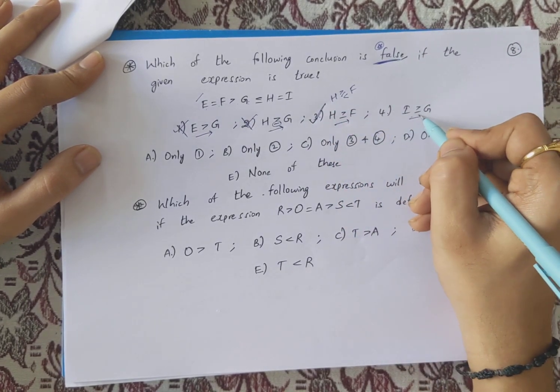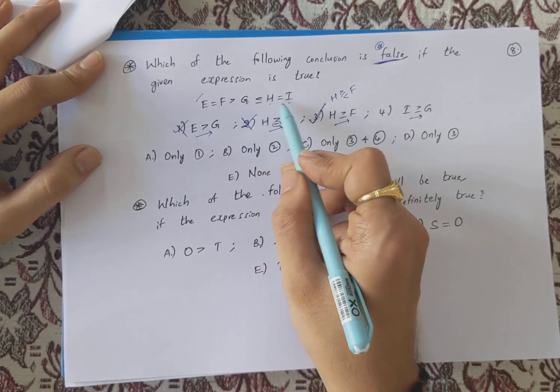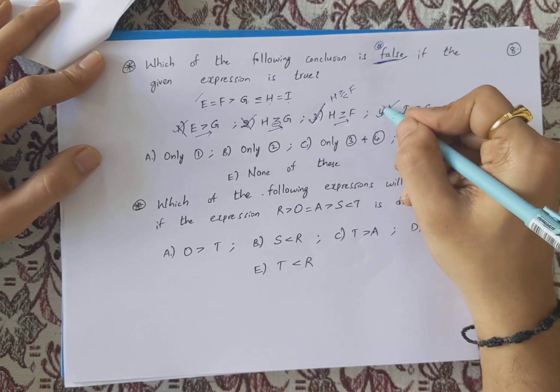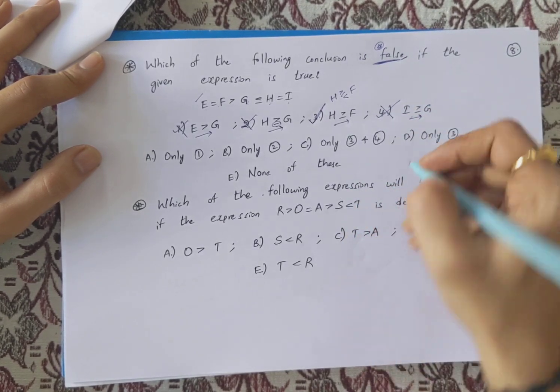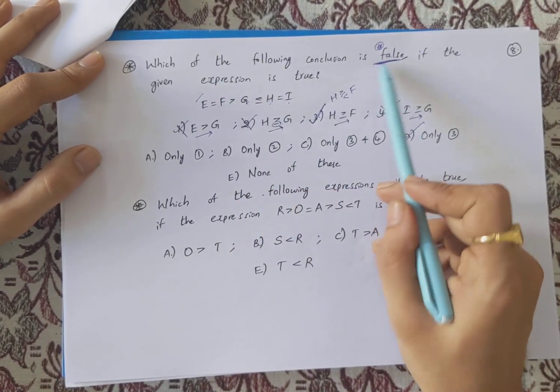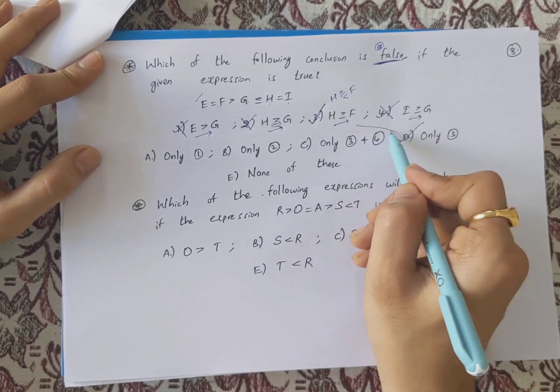Let us check for another. I to G, I is here, I is to H, H to G, entire path is having is equals to, this is correct, but here we want only false answer, so this is wrong. Hence our answer is only 3. See, he is asking which of the conclusion is false. These 3 conclusions are true, only this one is false, hence this is our answer.